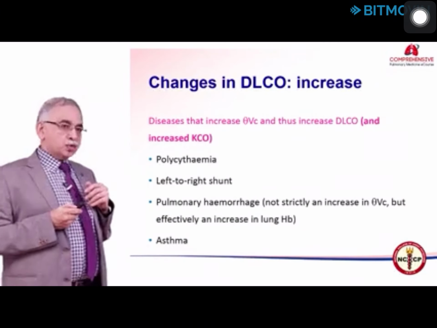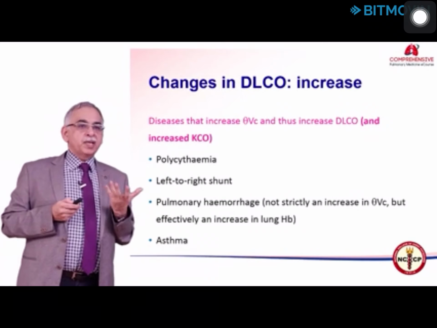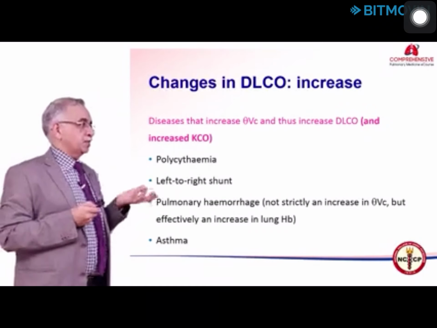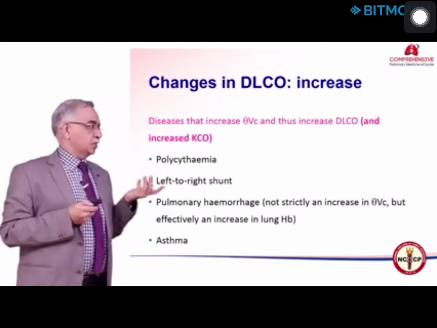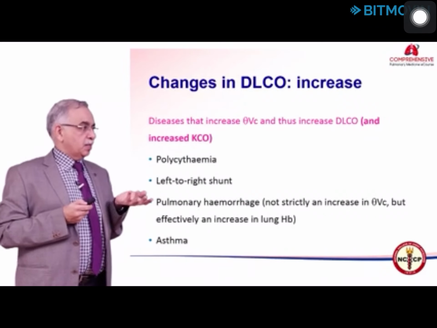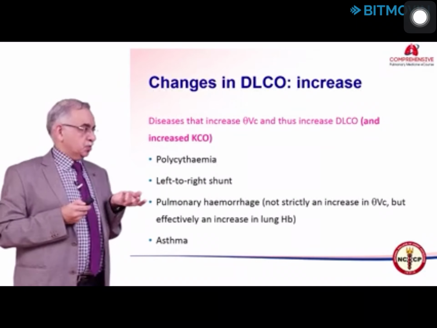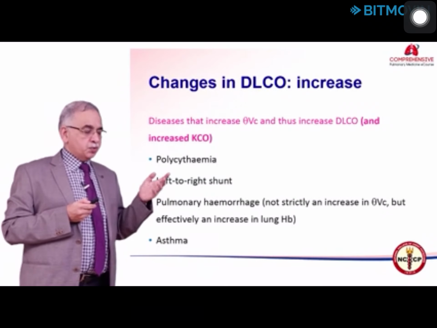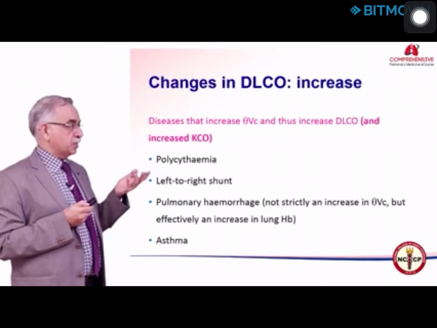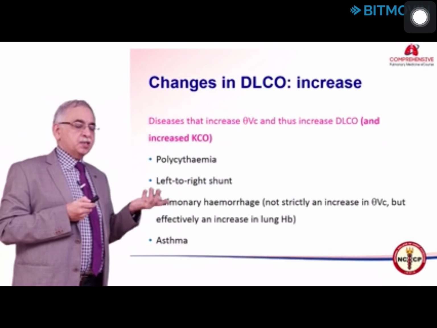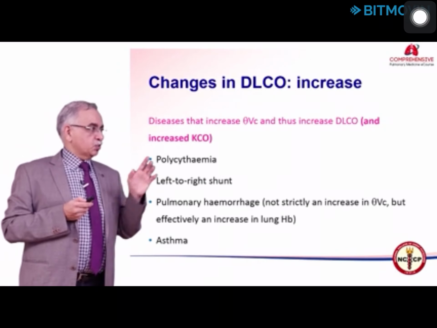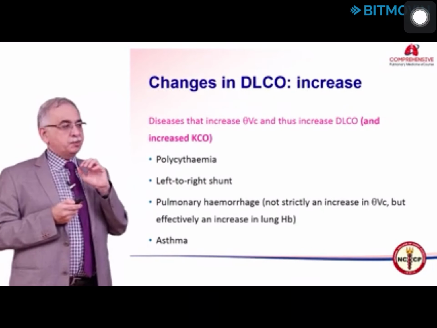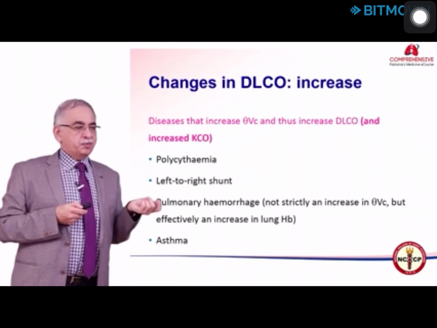Diffusion capacity can also be increased if there is too much blood in the lungs, that is, an increase in the theta Vc. So, conditions like polycythemia, left to right shunt, pulmonary hemorrhagic conditions, and asthma, because in asthma, especially in severe asthma, there can be an increase in circulation and hyperdynamic circulation. So, these conditions increase the pulmonary capillary blood flow and increase diffusion capacity.